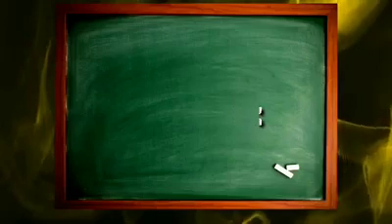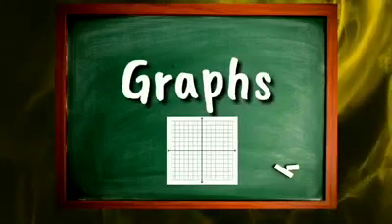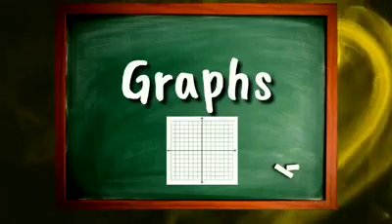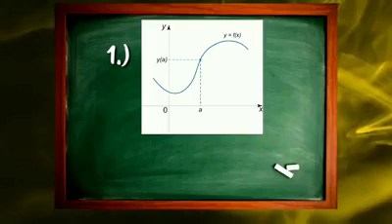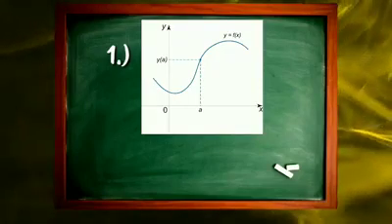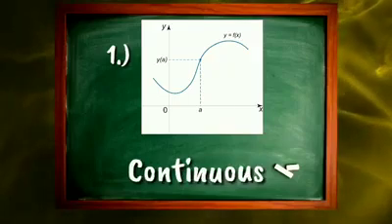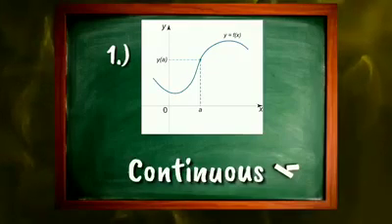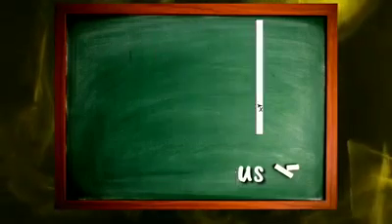But let's proceed first to the sample graphs. We're about to determine whether the given graph is continuous or discontinuous. Example number 1. In this graph, the value of f of a exists, which means condition number 1 has been satisfied, and it also has limits on both sides, which means that this graph is continuous.